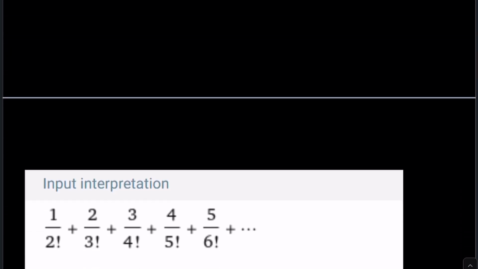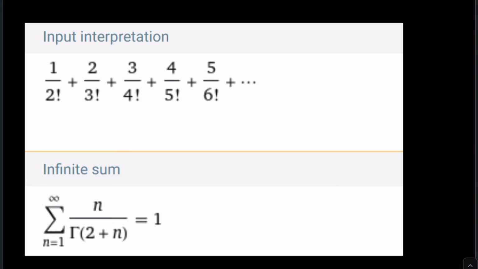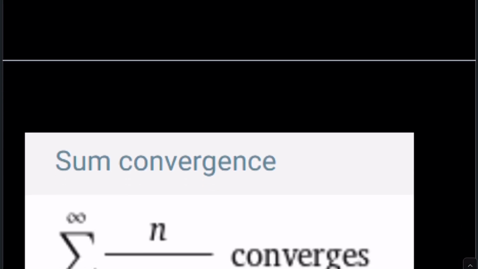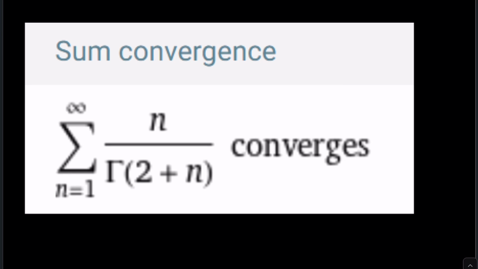Let's go ahead and take a look at some results from Wolfram Alpha, and we're just going to finish up. So the input interpretation is like that. And then now what's interesting about this is that this is related to the gamma function, because remember the factorials can be written as gamma functions, and gamma function obviously generalizes this for real numbers. And then its sum is evaluated as 1, and that's definitely a convergent sum.